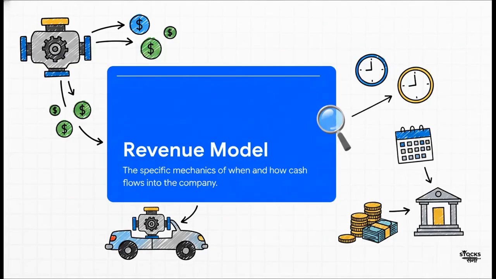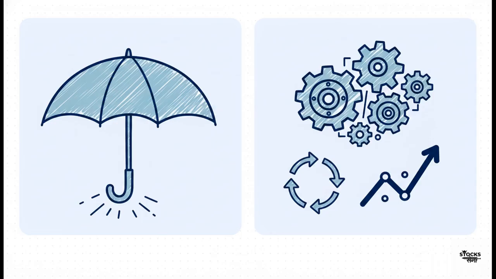But knowing that broad strategy just isn't enough. And that brings us to the revenue model. This is the much more specific, mechanical side of the cash flow. It answers exactly when and exactly how the actual money hits the company's bank account. If the business model is the entire car, well, the revenue model is the specific engine under the hood actually powering it forward. Think about the stark contrast between these 2 concepts.